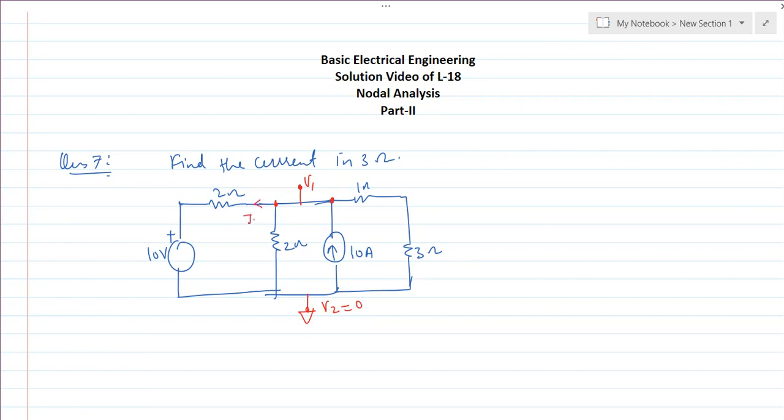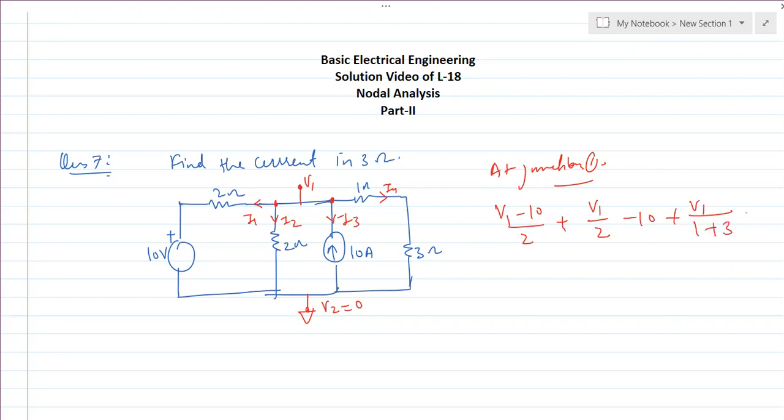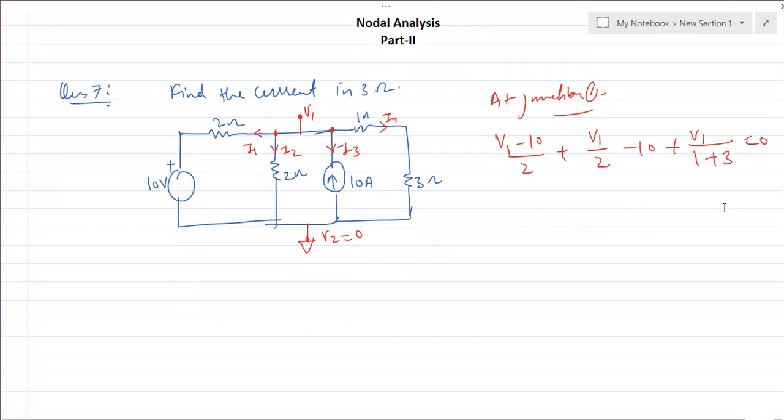Let us take the currents I1, I2, I3 and I4. So at junction 1, equation will be sum of all the 4 currents because all are outgoing. Then value of I1 is equals to (V1 minus 10) upon 2, plus (V1 minus 10) upon 2, plus V1 upon, हमारे पास दो रेजिस्टेंस है, दोनों सीरीज में है, so we will have 1 plus 3, that is equals to 0.